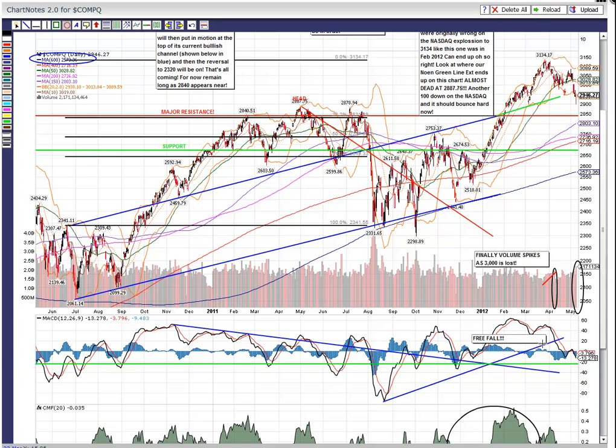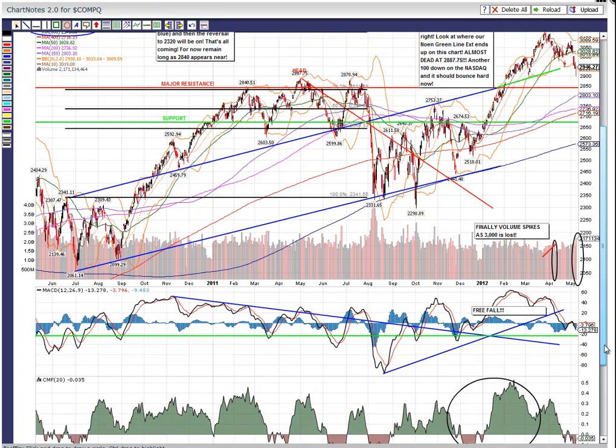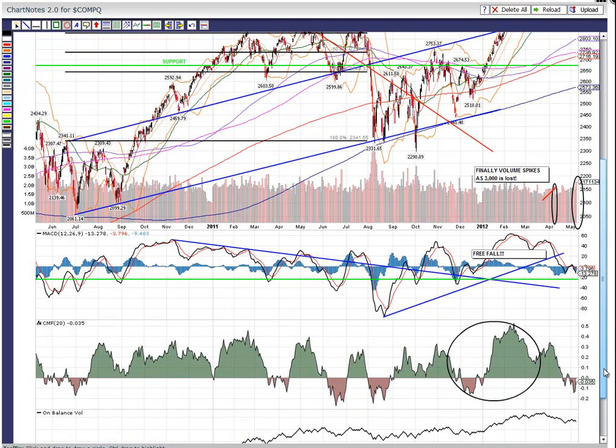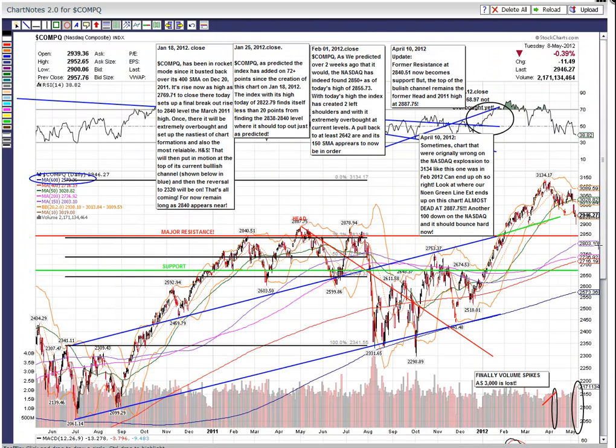The MACD has now done what we call a double slide, and these usually lead to complete drops that we got back here in August. You see the double slide? Here's the top, it broke underneath. Double slide top, broke underneath. Same sort of thing. And the money flows now on the NASDAQ have gone red. So everything's setting up just exactly what we thought.